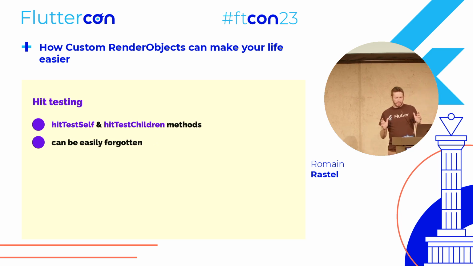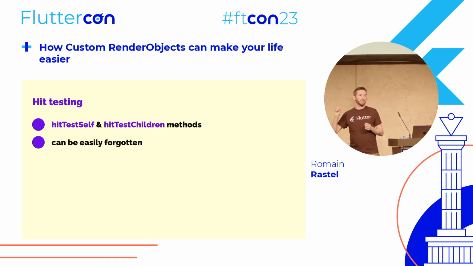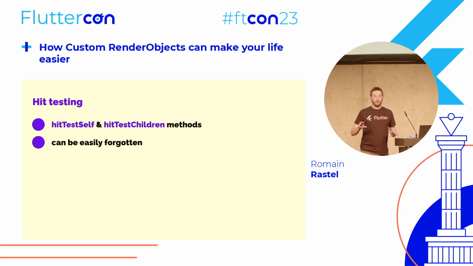Hit testing is about interacting with your widget. If you want to be able to touch it or respond to gestures, you need to take care of this method here. It's pretty easy to add. There are some sliver helper classes where the algorithm is already available, but it can be easily forgotten. So if you don't implement it in your render object, it will simply not be touchable.